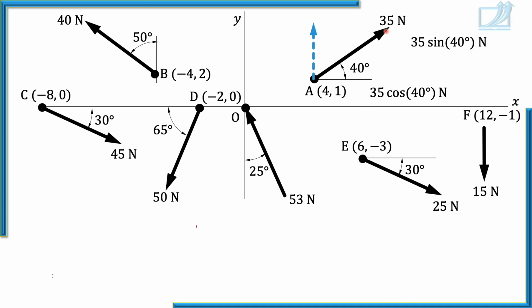This force, now my question is upwards or downwards? So upwards. Actually this force, the 35 Newton force, is rightwards and upwards. But when you are interested in the y component, simply ask yourself one question, whether the force is upwards or downwards, and you will get the answer. It is upwards. Upwards positive, downwards negative are the universally accepted sign convention. So this force is upwards.